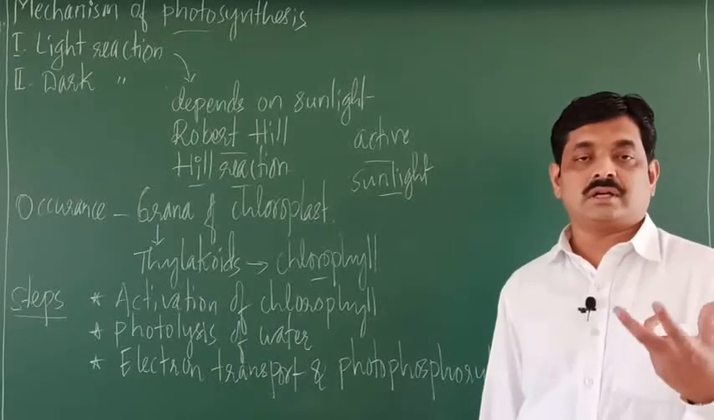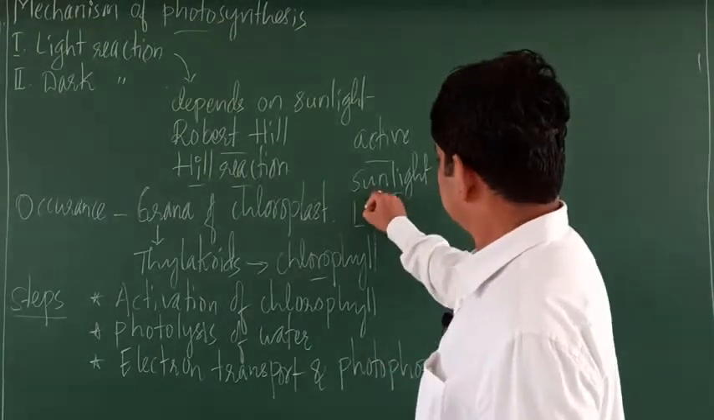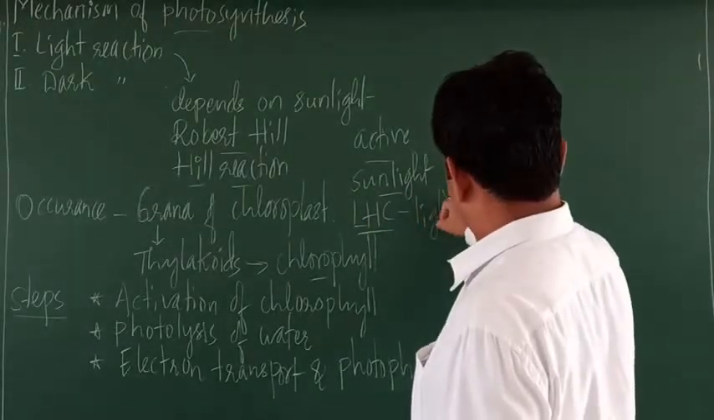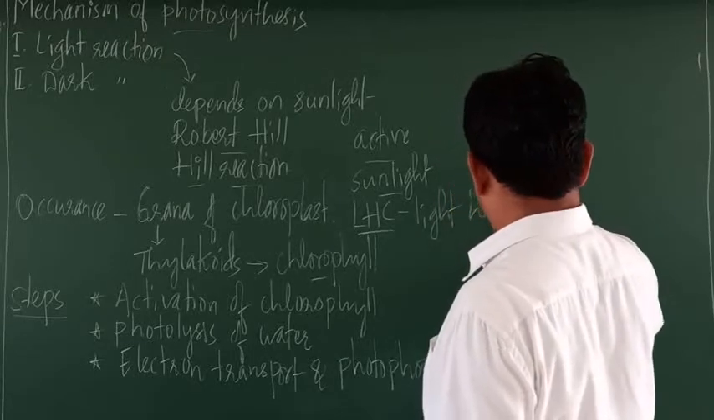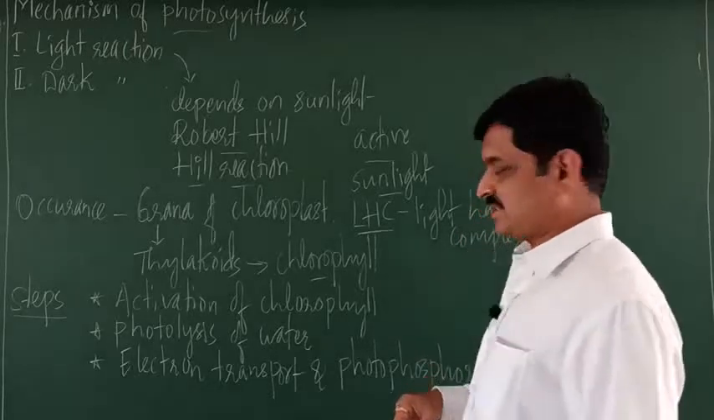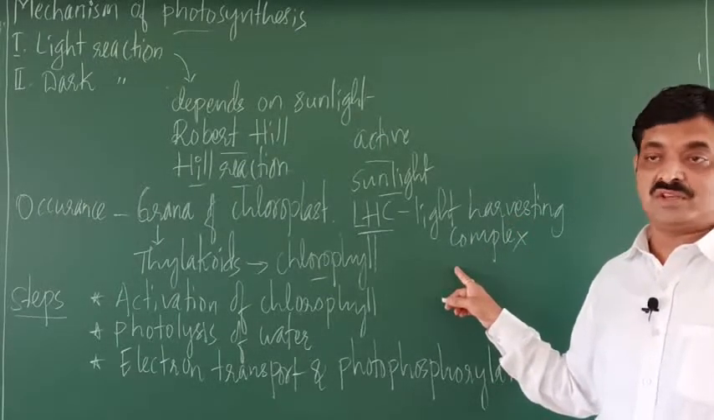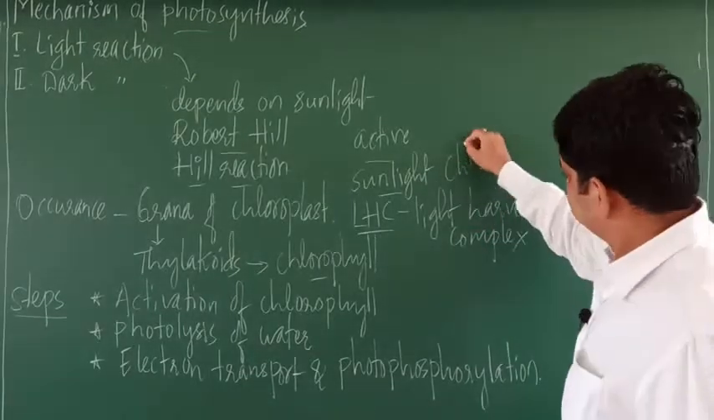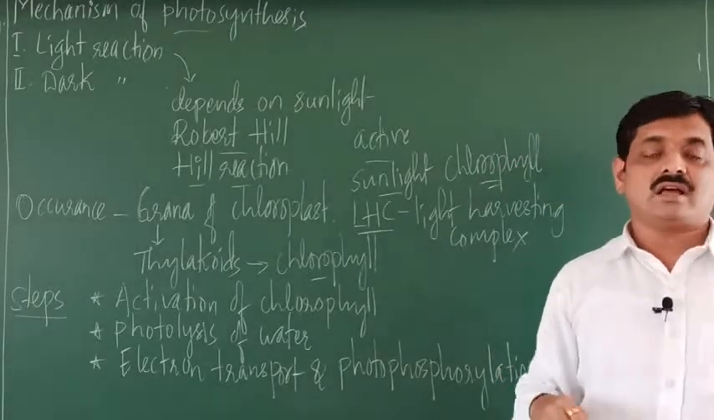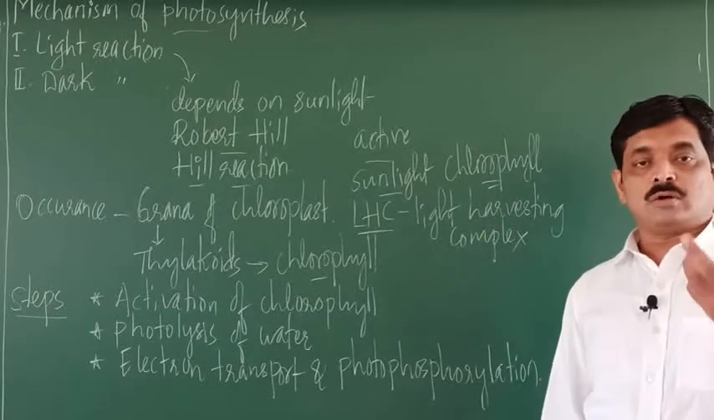See here, thylakoids contain chlorophyll. So it is called LHC, that is, the light harvesting complex. So light harvesting complex is composed of the pigment called chlorophyll. So this light harvesting complex, consisting of chlorophyll, absorbs the sunlight.